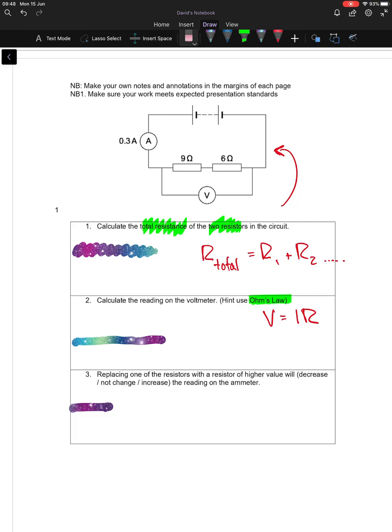Right, so have you had a go? Total resistance, R1 and R2. So on our circuit here, we might have R1, R2, add them together, you should end up with 15 ohms. Give yourself a mark if you got it right. Calculate the reading on the voltmeter. V equals IR. So, do we have an I for this? Yes, we do. 0.3.